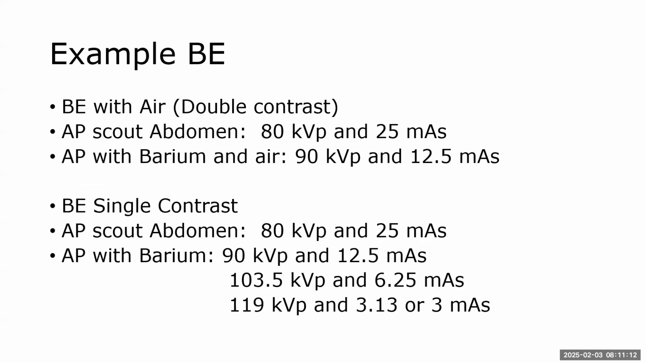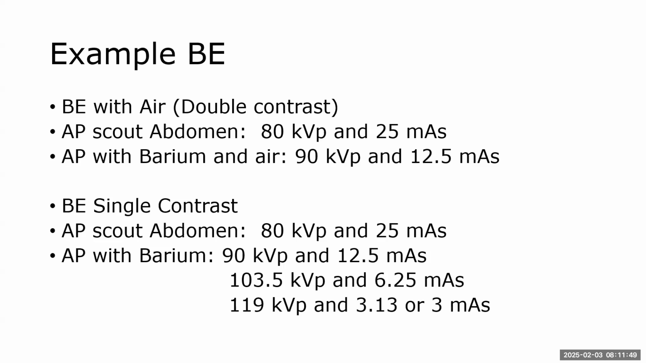So let's look at an example so you can visualize what I'm talking about. Let's say we're doing a BE with air. On our scout, we always do a scout to make sure that they're cleaned out, so it's just a regular old abdomen before we get started. Let's say we used 80 at 25 on that preliminary scout film. Once we put the barium and air in there, we're going to increase our kVp by increments of 10 or 15% until we get to 90 or 100. So in this case, we only had to do one adjustment.